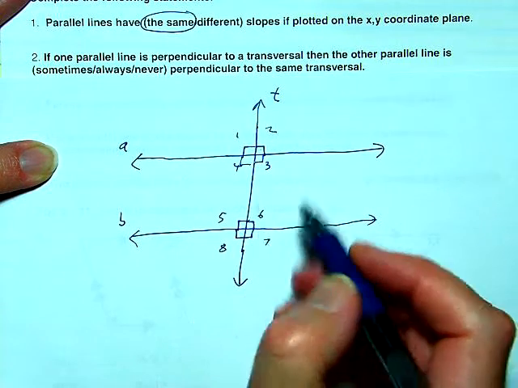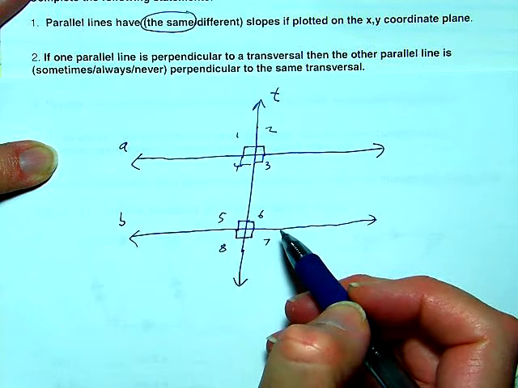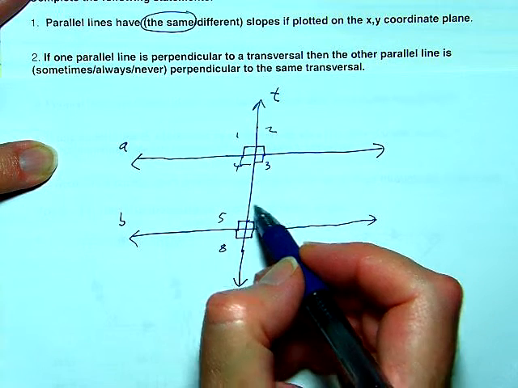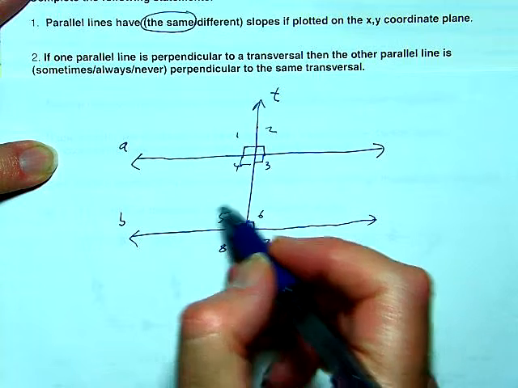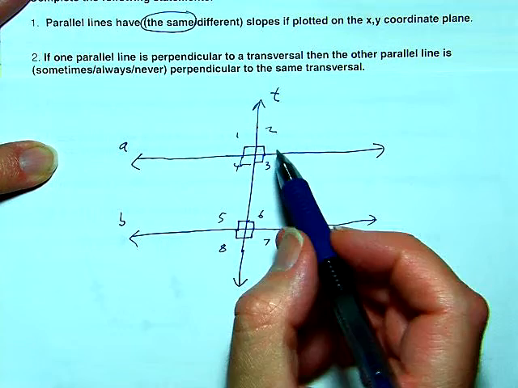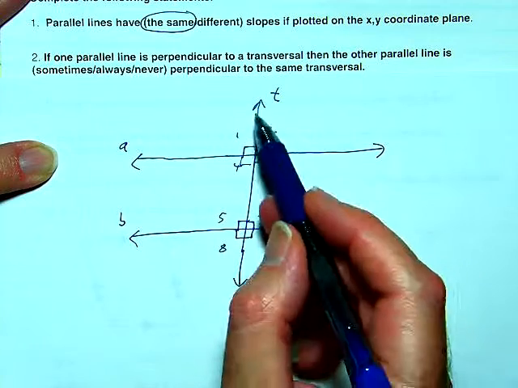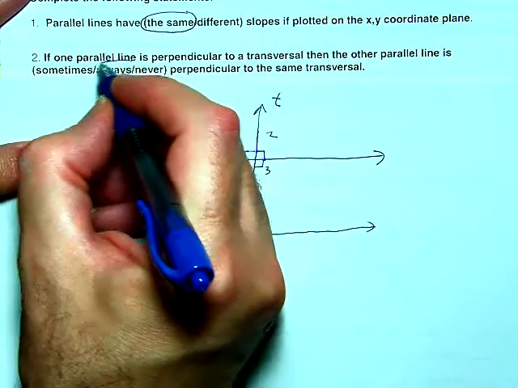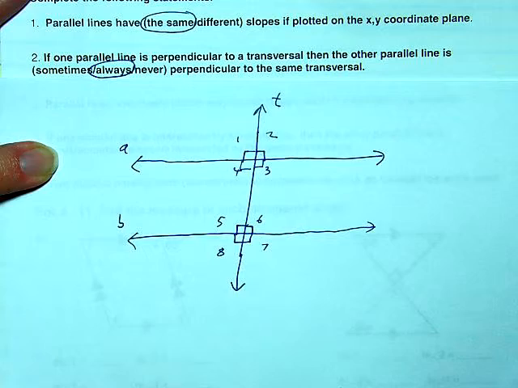So all these angles are right angles, and if two lines intersect and form right angles, then those two lines are perpendicular by the definition of perpendicular lines. Therefore, if one parallel line is perpendicular to a transversal, then the other parallel line is always perpendicular to the same transversal.